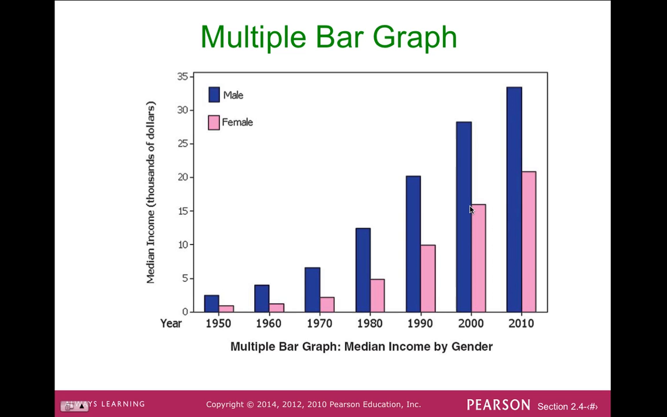Now, certainly, incomes have also increased greatly. In 2010, the median income for a male was $33,000, but the median income for a woman was only about $21,000. So again, these types of graphs, especially multiple bar graphs, are used to compare data from 2 different sets. But essentially, they're constructed like histograms.